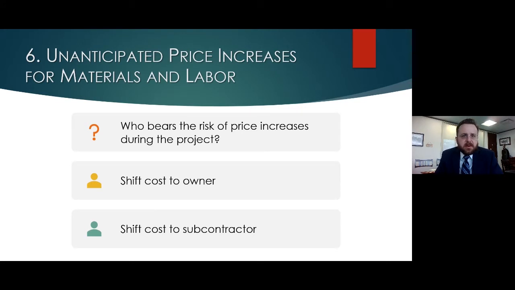Price increases are typically suffered due to delay that's outside of your control, such as the owner delaying in decision making, or force majeure issues, or the owner delaying the start of the project. Also, subcontractors should bear risk for their materials because they can lock in their prices early. They can and should. They should buy out their materials as soon as you issue their subcontract.